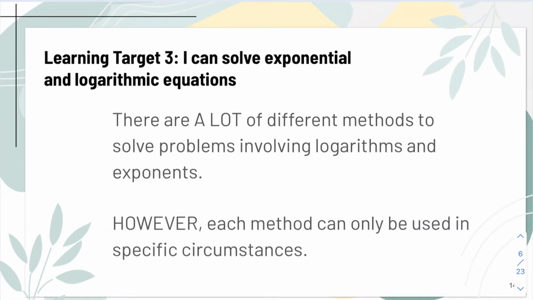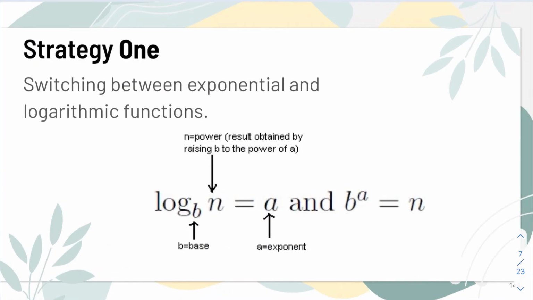So the first one, strategy 1, is switching between exponential and logarithmic form. That is something that we're already familiar with. That's something we already know how to do. We did it when we were graphing. We did it in learning target 2, but now we're just doing it in a little more of an advanced way. Okay, so we know this property. Now we're going to use it to solve more complicated equations.